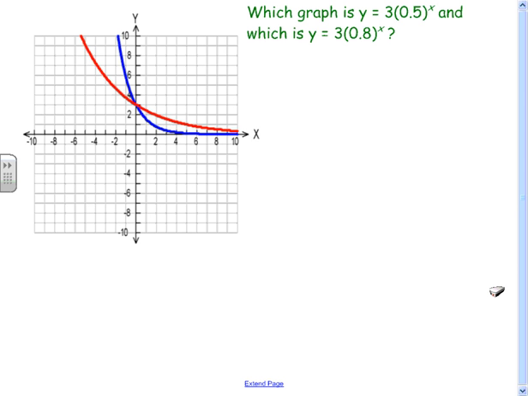Well, this looks like a fun problem. We've got two graphs here, and we want to see which equation corresponds to which graph. Notice that both of the equations have an a equal to 3. That corresponds to the y-intercept on the graph, which is 3. So that's interesting, but it's not going to help us solve the problem.